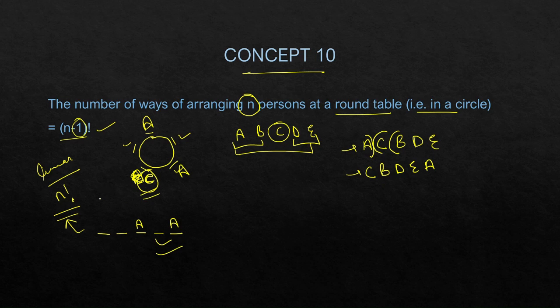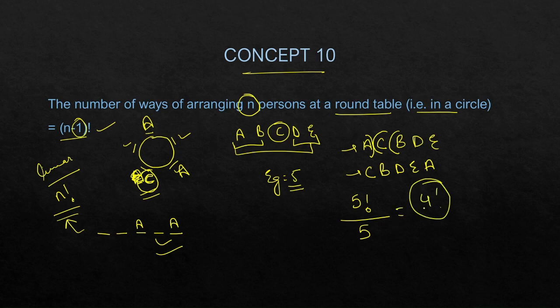In a queue this thing will matter, that is in the linear arrangement, but in the circular case it won't matter. So that means if there are 5 people, if we take the example that we have 5 people, in that case what happens is 5 factorial will be the linear arrangement, but we have to divide it by 5. This is another way of understanding the same thing, because there will be 5 cases that we can consider different in a queue, but in the circular fashion they will remain the same. So this should be 4 factorial.